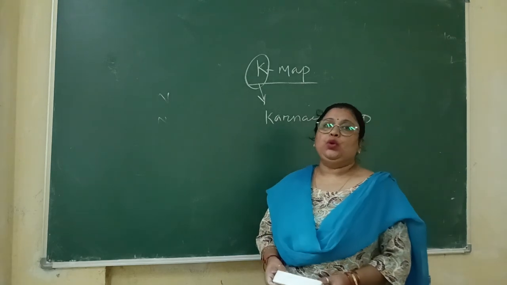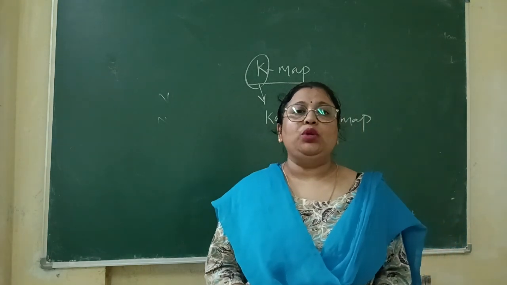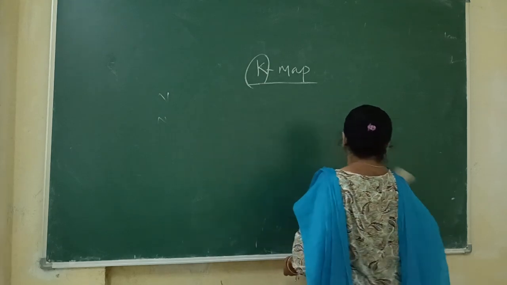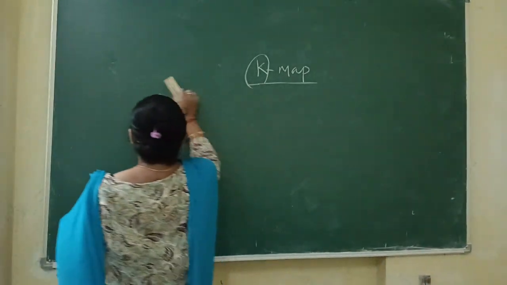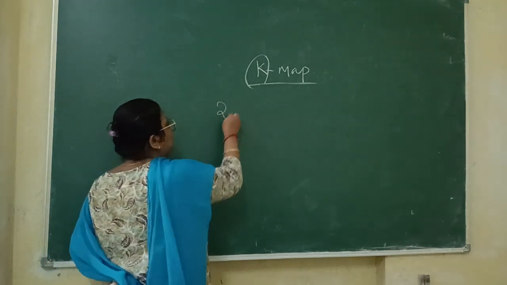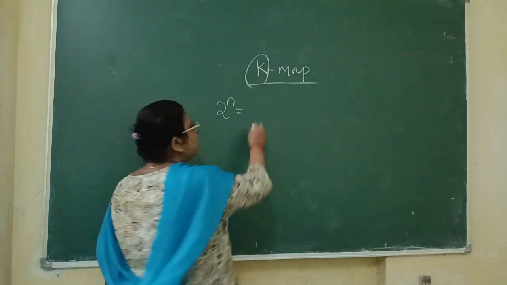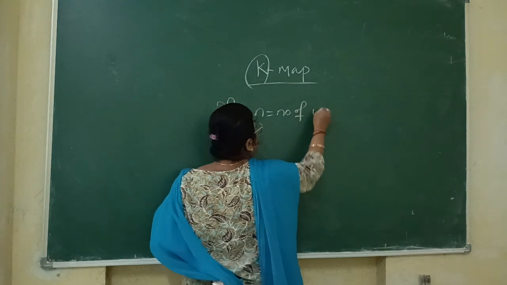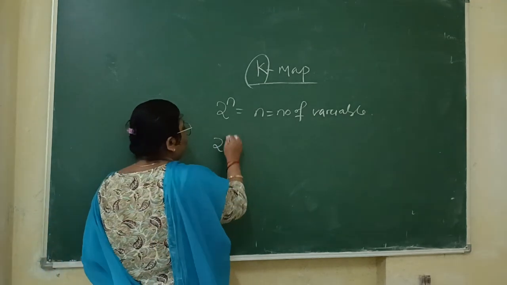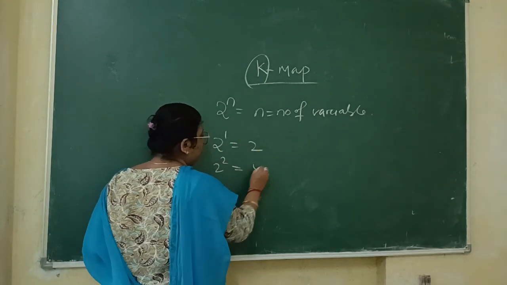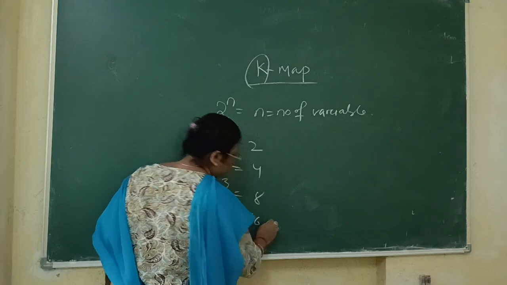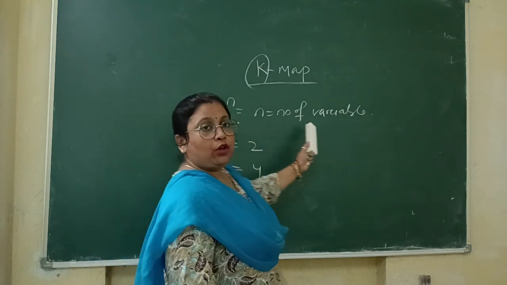K-map is a pictorial method which is used to represent a Boolean algebra without using any theorem or laws. To draw the K-map, we are using a formula that is 2 to the power n. Here, n is the number of variables. 2 to the power 1 is 2, 2 to the power 2 becomes 4, 2 to the power 3 becomes 8, 2 to the power 4 becomes 16. So this n stands for number of variables.